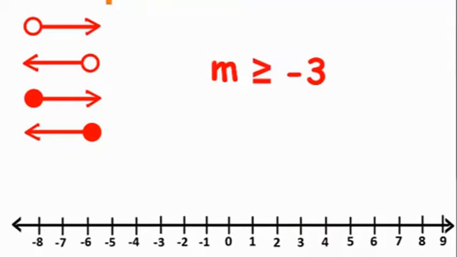M is greater than or equal to negative 3. So the dot would go on negative 3 and it would be filled in. And m is greater than or equal to negative 3. It could be negative 3 or any number to the right of it.